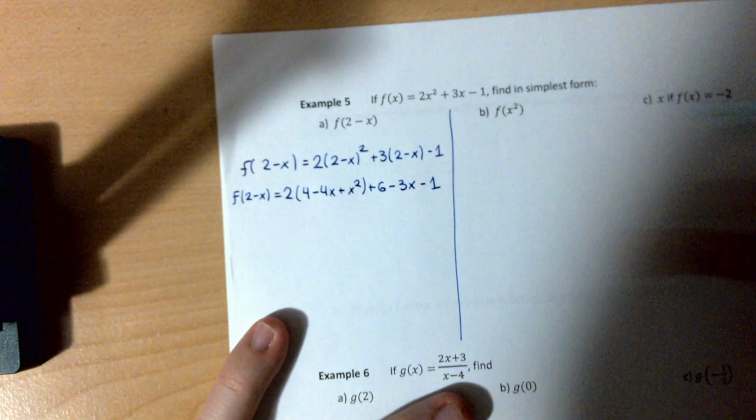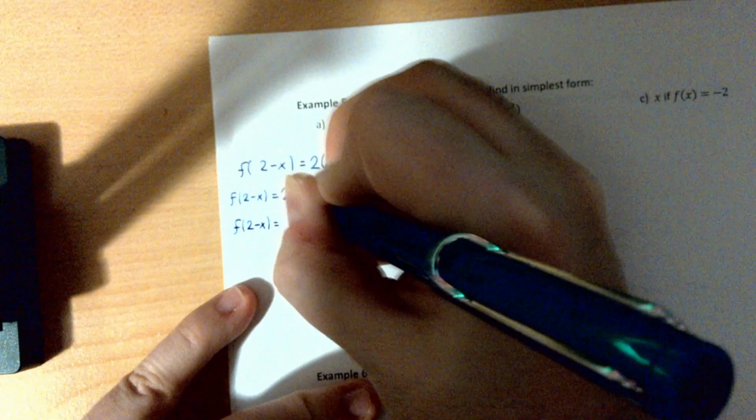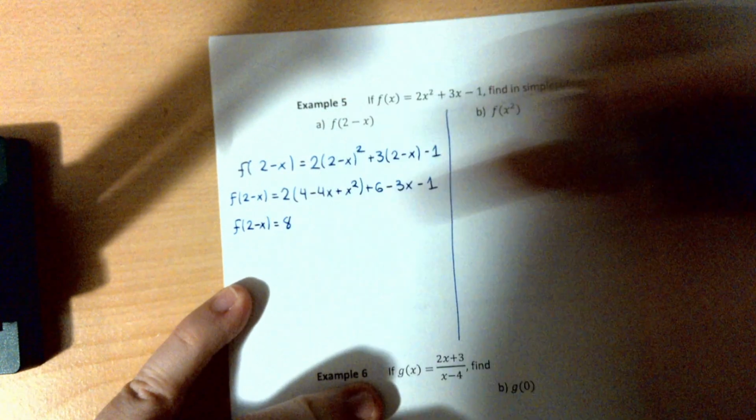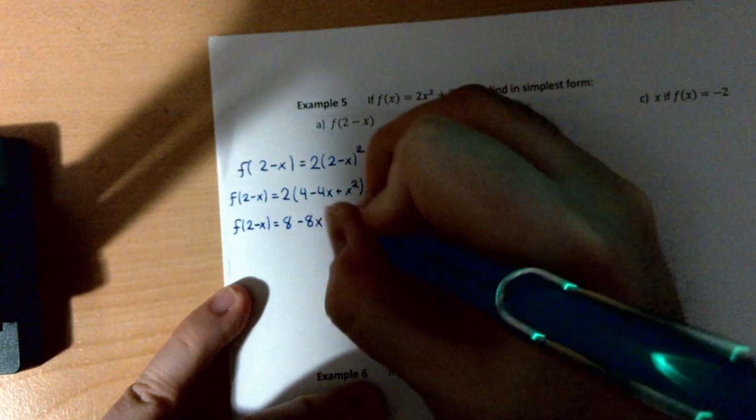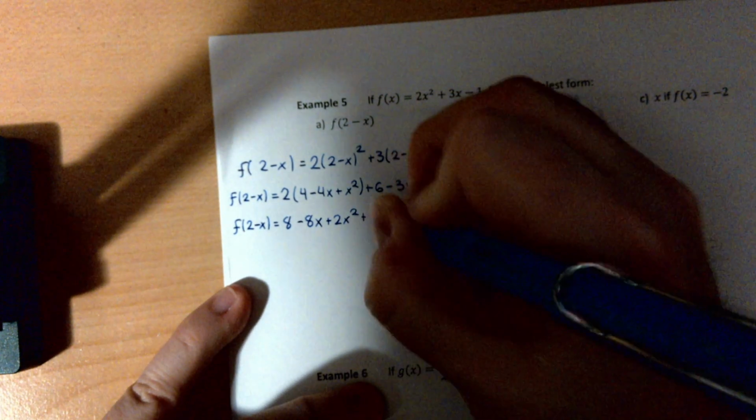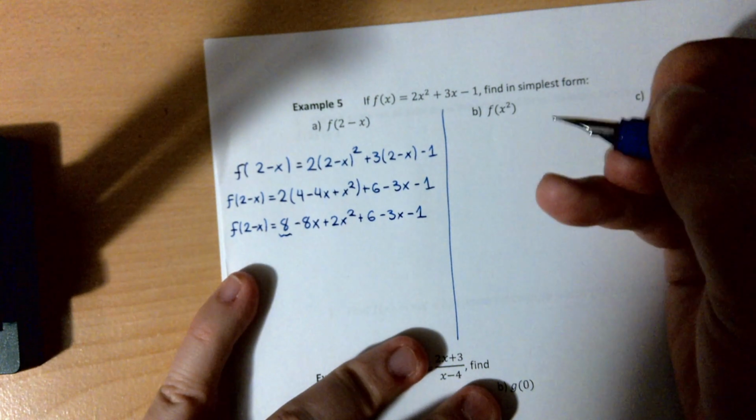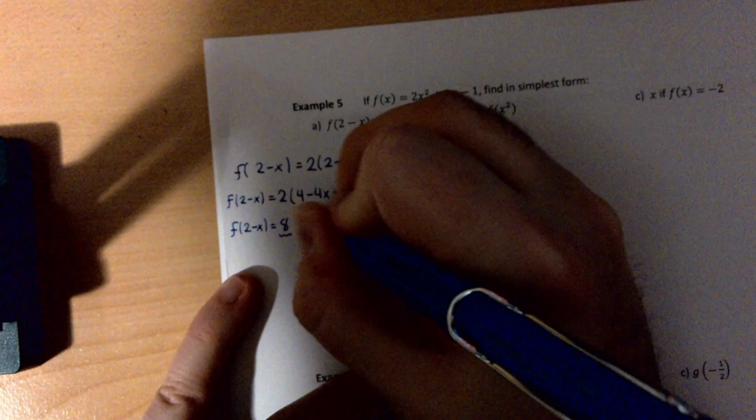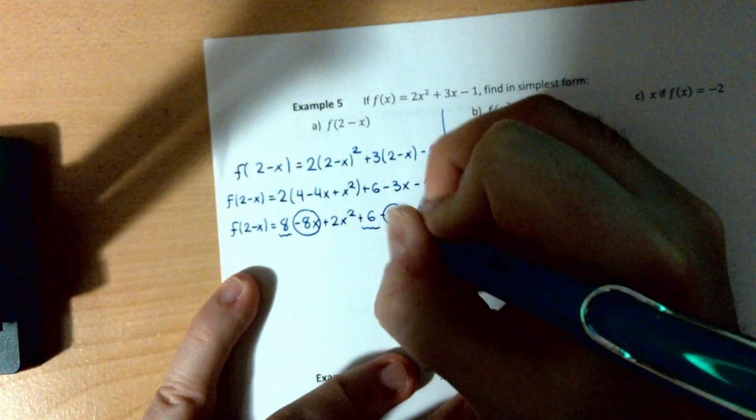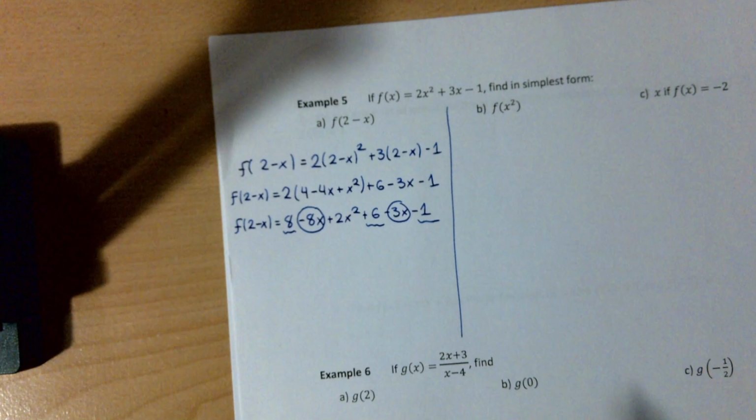Now I have to open this next bracket. So I've got f of 2 minus x is equal to 2 times 4 is 8, 2 times minus 4 is minus 8, but this one has an x, so it's minus 8x, plus 2x squared, plus 6 minus 3 minus 1. I purposely didn't group anything yet because I wanted to show you. This is a constant because it doesn't have a variable. This is a constant, and this is a constant, so those three will get grouped together. And then the ones with x to the power 1, so this right here, and this one right here will get grouped together, and then obviously I only have one term that has x squared, so that doesn't get grouped with anything.